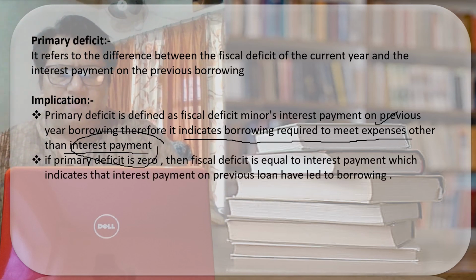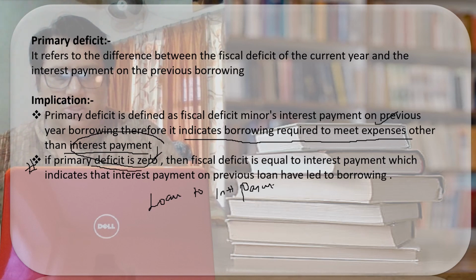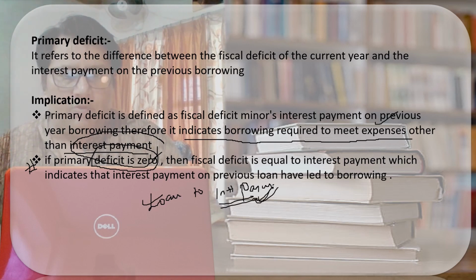Always remember, if the primary deficit is zero, it can be asked in hot questions. If the primary deficit is zero, what does it mean? It means that the government has borrowed the money for the interest payment. So when the primary deficit is zero, it means that the money is being borrowed for the repayment of interest, for the payment of interest.